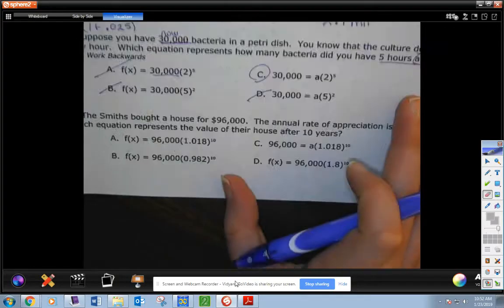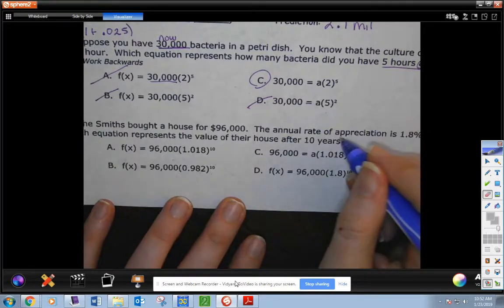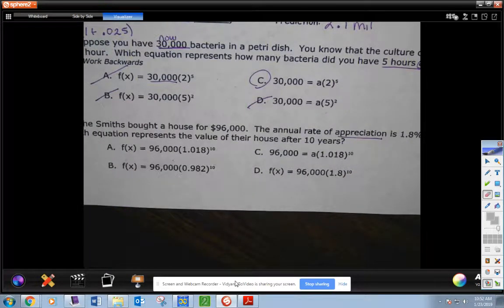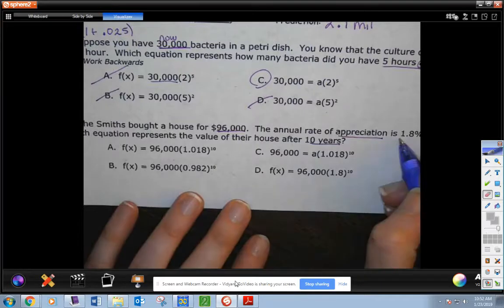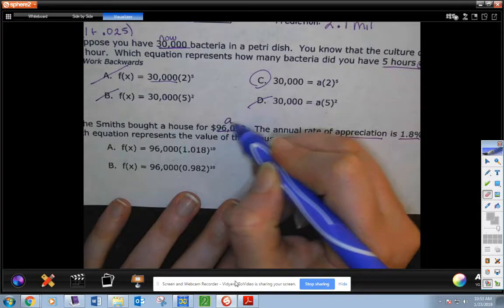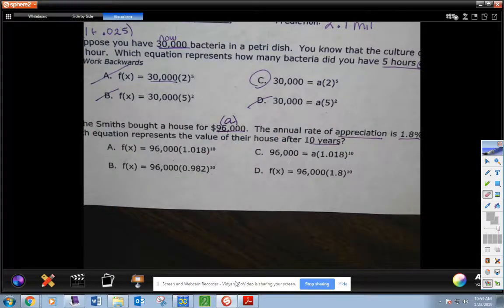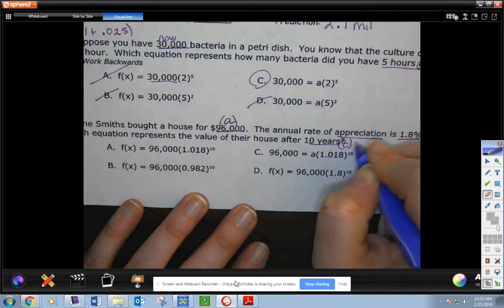Okay, for 9, the Smiths bought a house for $96,000. The annual rate of appreciation, ooh, big important word right there, appreciation is 1.8%. Which equation represents the value of their house after 10 years? So there's my 3 important things with my word. Okay, so I'm just plugging in the formula. This is my initial amount, so I'm going to put an A by it. This is my time, so I'm going to put a T by it, or you can put X, whichever one you want.